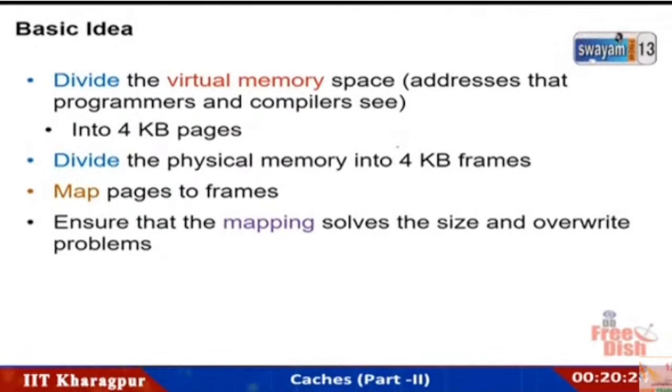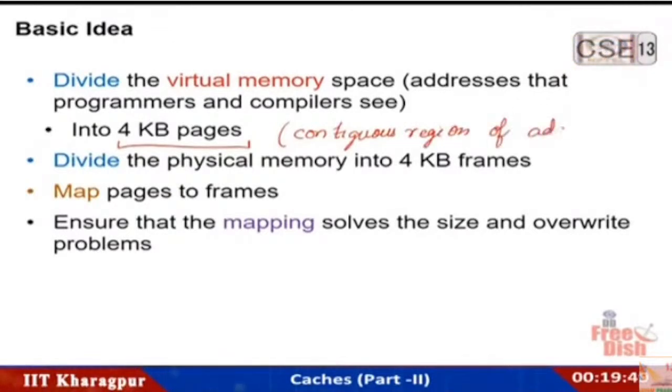We will divide the virtual memory space, right? So what is virtual memory? It is the addresses that the programmers and the compilers see. So it is the addresses that your program works with, the addresses we have been working with till this time. So that is the virtual memory space where we assume that we own the memory map. We divide this into 4 KB pages, like 4 KB contiguous regions of addresses.